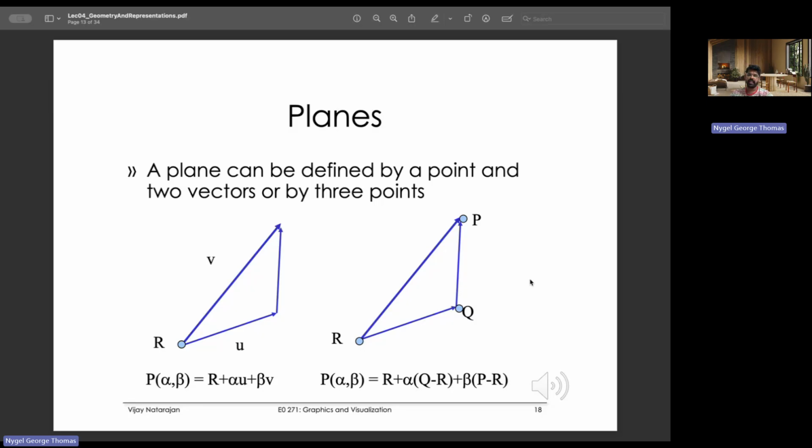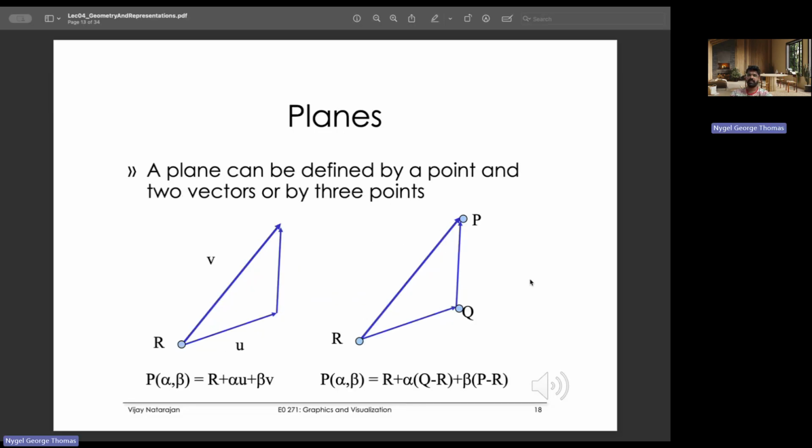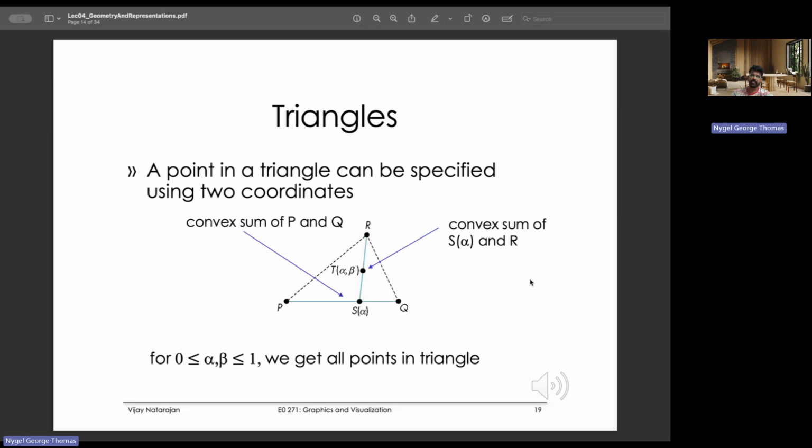So in a line, remember we had P of alpha as R plus alpha times D or alpha times V. But here we have two vectors. We have a point R plus alpha times U plus beta times V, or we can also represent using 3 points like R plus alpha times Q minus R plus beta times V minus R. So a plane is represented like this.